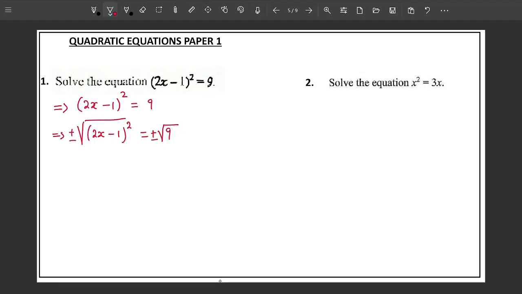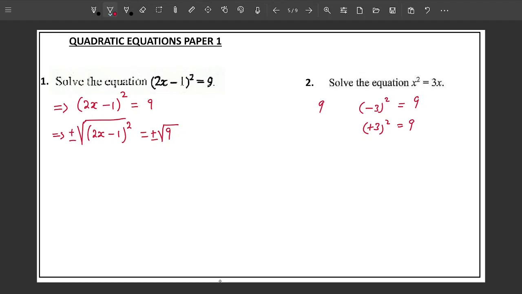Now, the reason why we put positive or negative is that, for instance, the value of 9 here, since we have a square, can be found by either squaring negative 3, which gives us 9, or positive 3 squared can still give us 9.